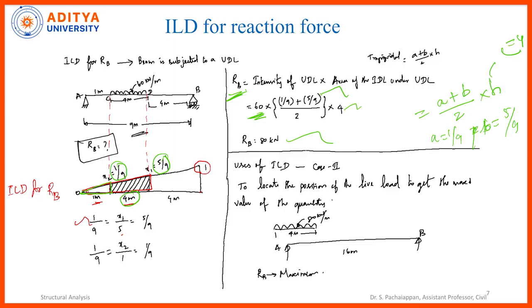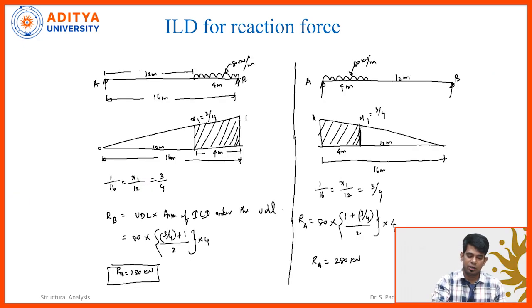Similarly, for the maximum reaction force, what will we do? If you want the maximum RA value, we need to keep the head of the moving load at RA. If you want the maximum RB, we need to keep the tail of the load at RB. So, what have I done? I have kept this moving load of 80 kilonewton per meter with the tail of the load at B, and then I am going to calculate RB. So, this is the diagram for RB and I have shaded the portion where the UDL is acting.